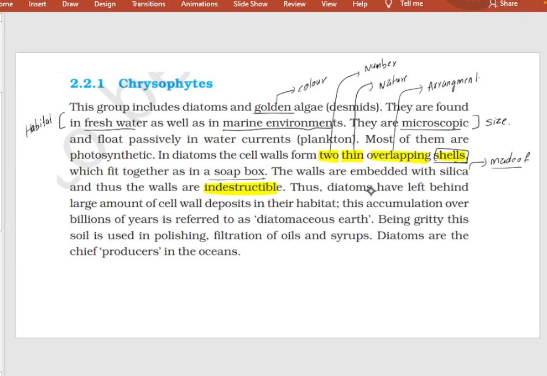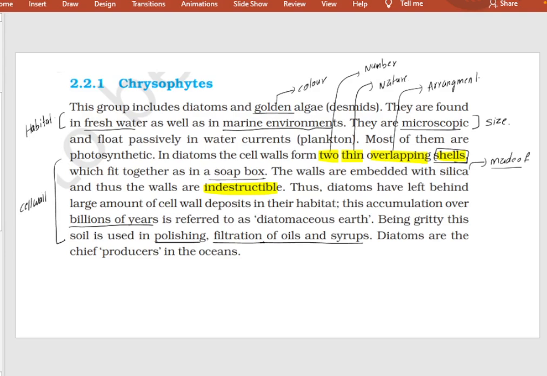Next, economic importance. They leave behind a large amount of cell wall in the habitat. This accumulation over billions of years is called diatomaceous earth. Being gritty, this is used in what? Polishing and filtration of oil and polishing of metals, filtration of oil and syrups. This whole point is related to the cell wall only.